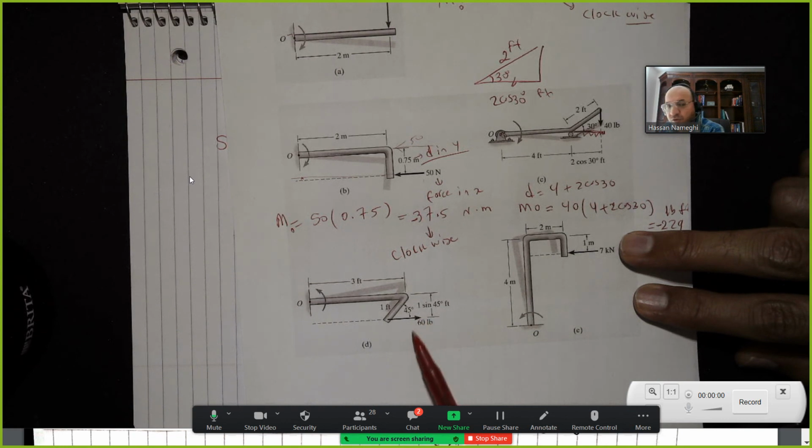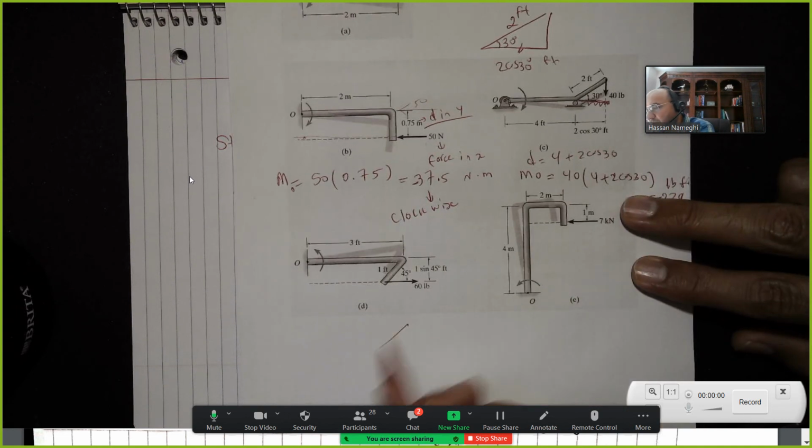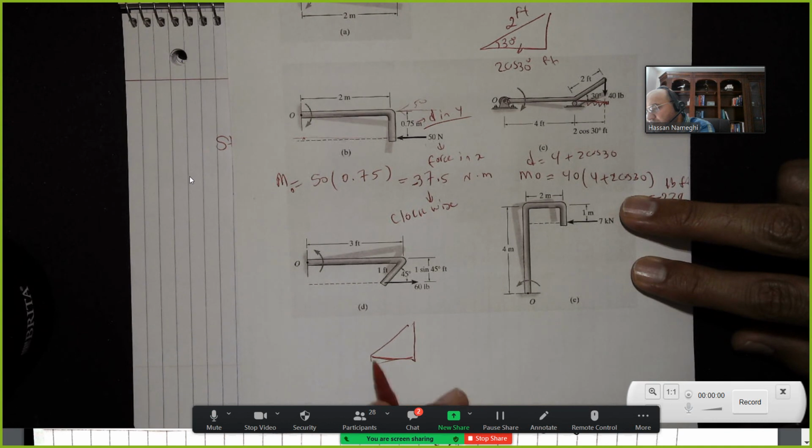Before I move on, I look at the force. The force is in the x. I need to find the distance to the y. And that distance to the y is found with the same method we used here. You can create a right triangle again, and I have this angle here, 45 degrees. The hypotenuse is 1 foot. So the distance on the y will be sine, right? So it will be 1 sine 45 degrees.